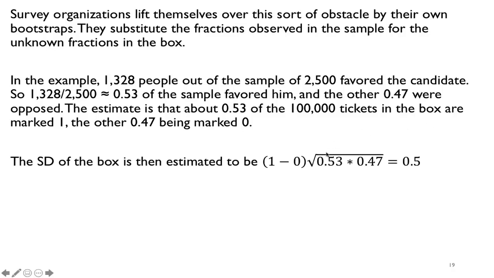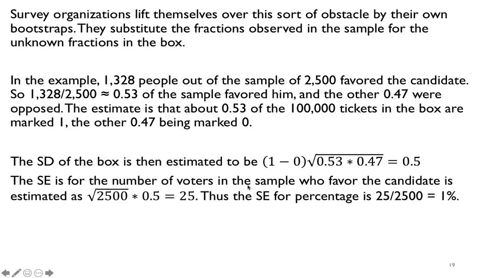So we're going to use that to find the SD of the box. Remember, to find the SD of the box, we need the information about the box. This is called the Bootstrap method, where we use the information from the sample to calculate the SD of the box. So now we can compute the SD of the box by using the information from the sample and find out the SD of the box is 0.5.